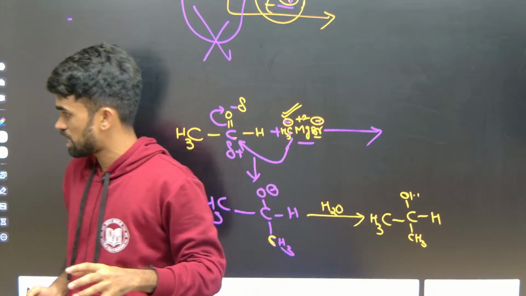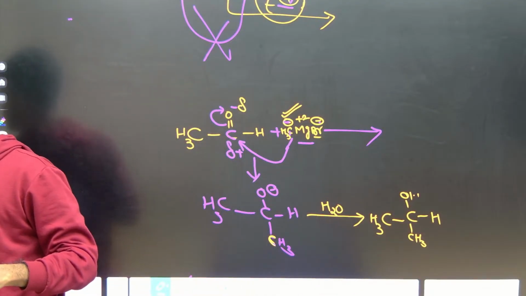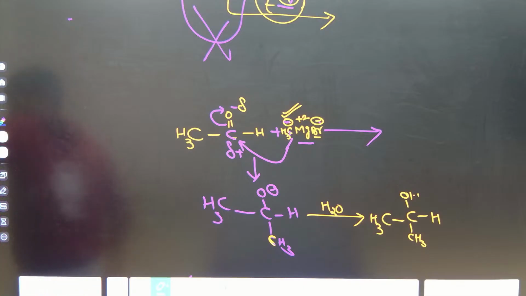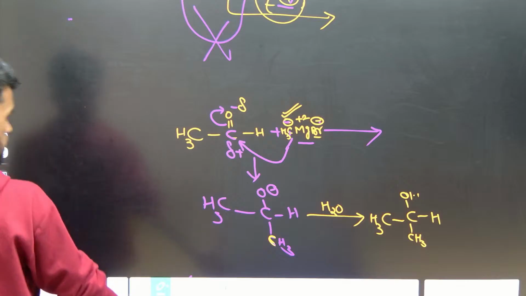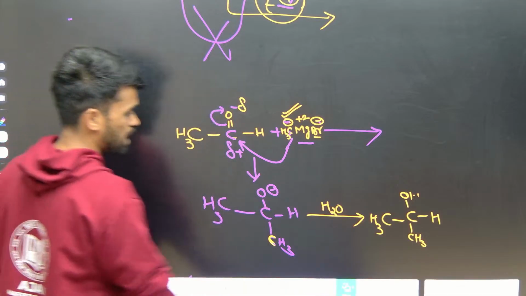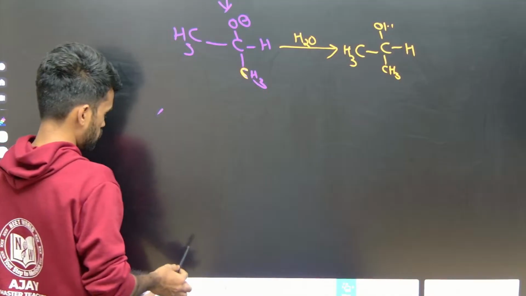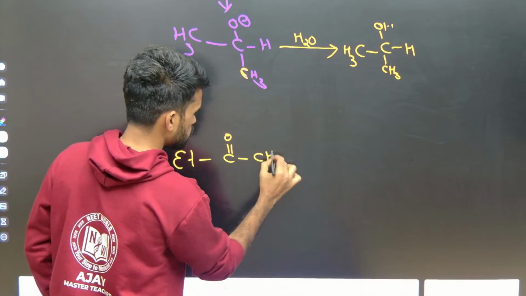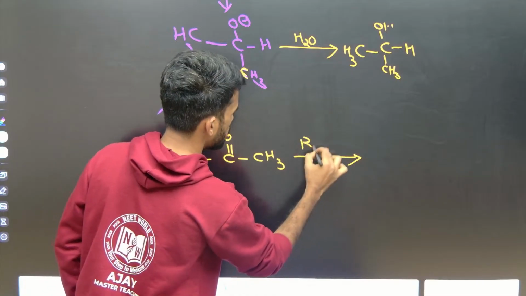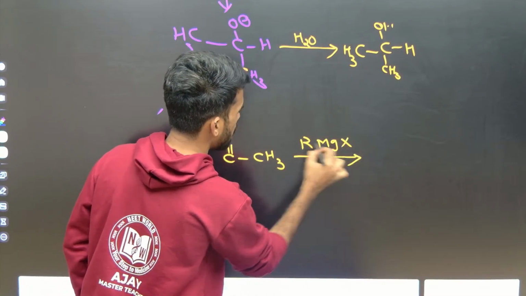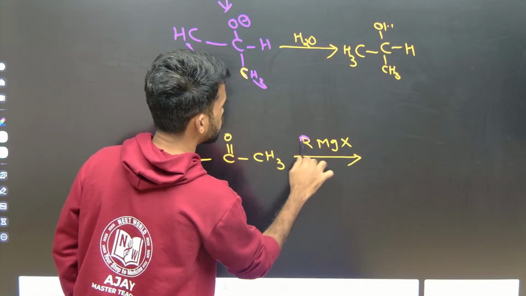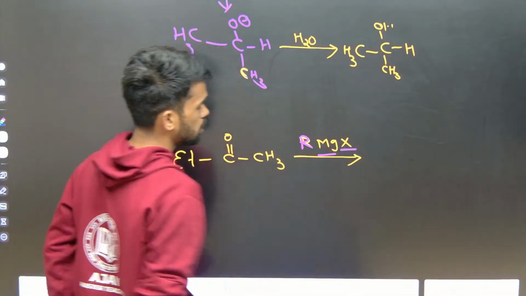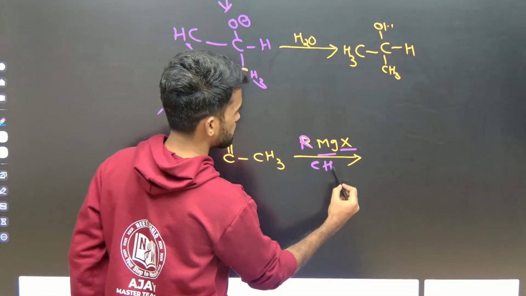Hope the discussion is clear. Is this clear or not? Okay. Now tell me, based on this discussion, what will be the product formed here? Ethyl, C double bond O, CH3, and here R, MgX. What does this R indicate? R indicates an alkyl group, Mg indicates magnesium, and here X is a halide. So now it is taking place in some ether.